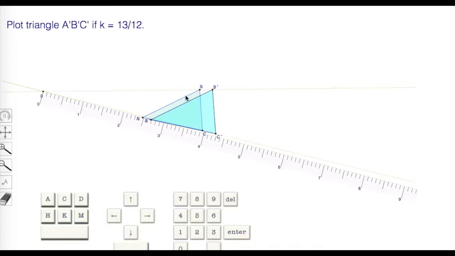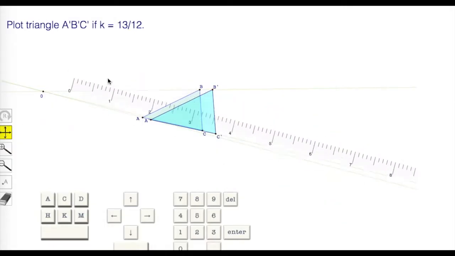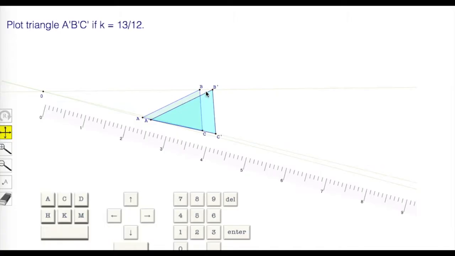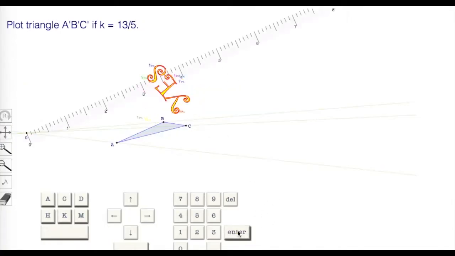Let's zoom out. And we can see that these two triangles are similar. All the sides are parallel and all the angles are congruent, so it looks good. Notice that the sides are parallel. Notice that as we move this ruler, it stays parallel. So we can use this ruler as a parallel device. I'm going to show you an easier way to answer a similar question. I'm just going to press enter. And of course it's right.